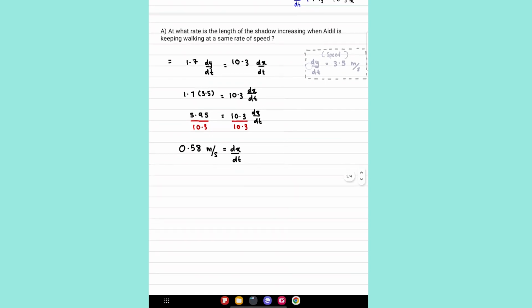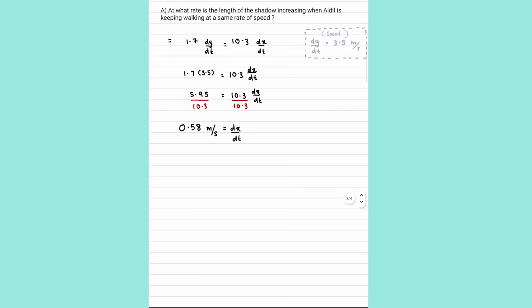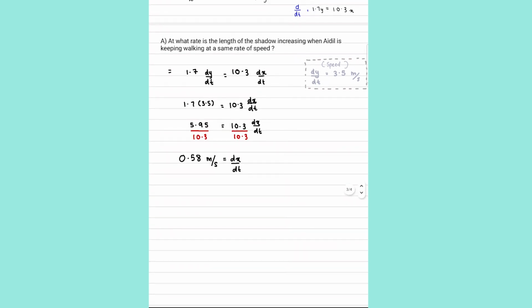Now the question: at what rate is the length of the shadow increasing when Ideal keeps walking at the same rate of speed? Here we differentiate. Both of these are with respect to time. Now we simply do dy over dt, so it will look like this: 1.7 dy over dt equals 10.3 dx over dt. Both of these are with respect to time, which is dt.